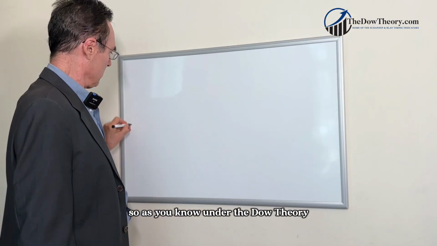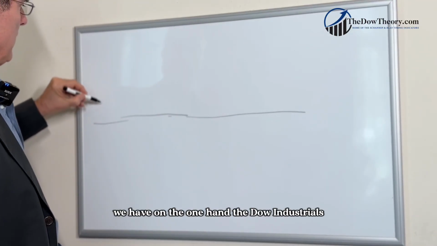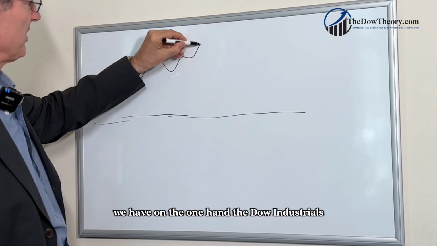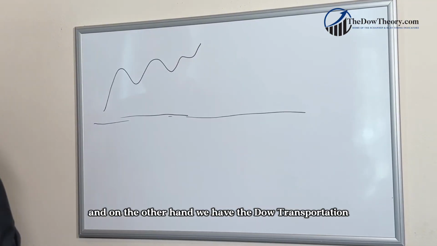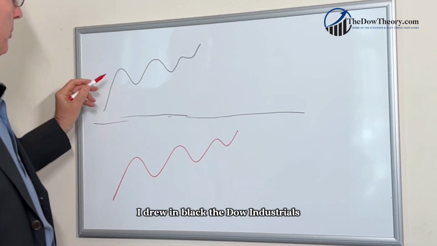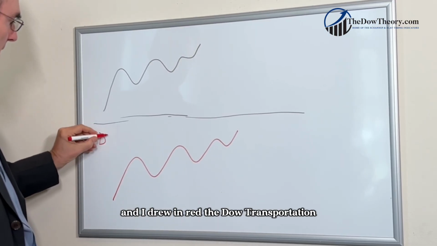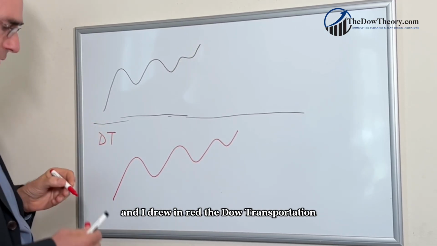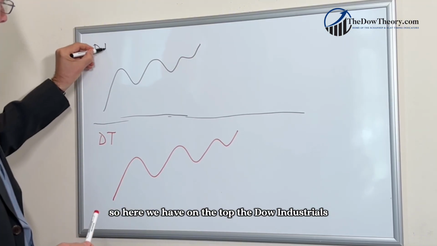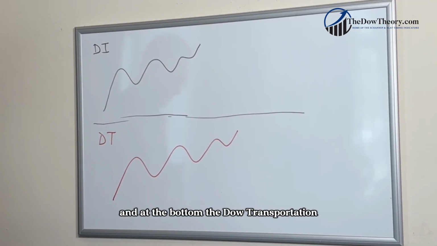So, as you know, under the Dow theory, we have two indexes. We have, on the one hand, the Dow Industrials, and on the other hand, the Dow Transportation. I drew in black the Dow Industrials, and I drew in red the Dow Transportation. So here we have on the top the Dow Industrials, and at the bottom the Dow Transportation.